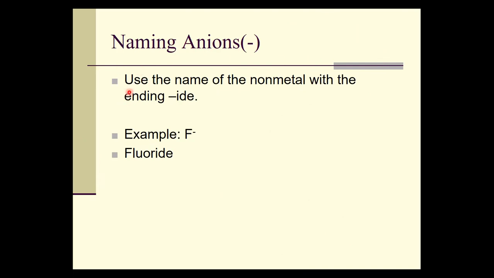So you're going to take the non-metal, you're going to drop the ending, and you're going to add IDE. So fluorine becomes fluoride. Chlorine becomes chloride. Bromine becomes bromide. Okay, so you drop the ending and you add IDE onto the end of it.